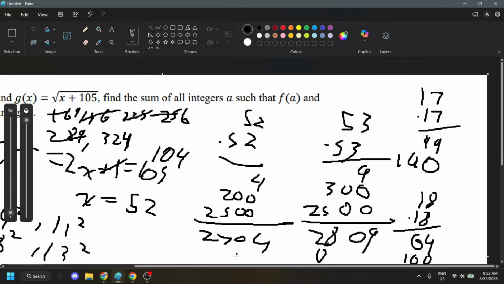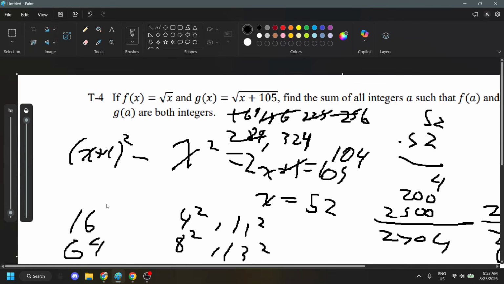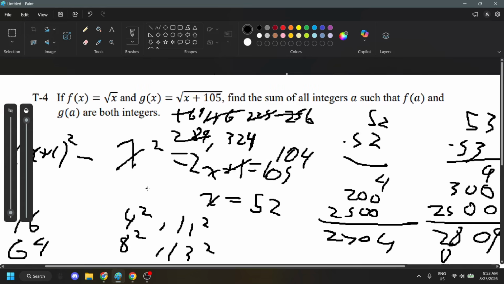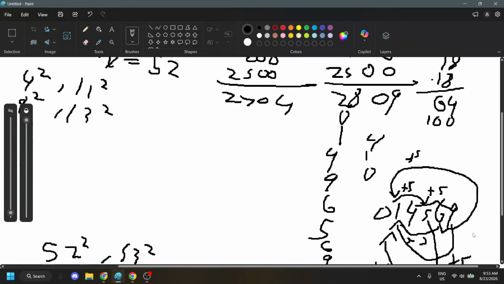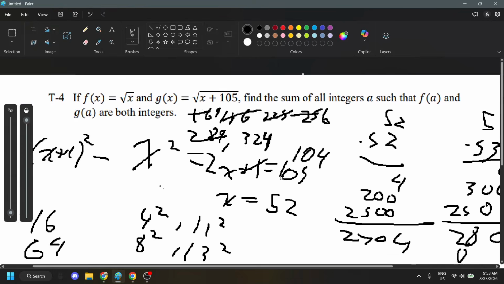Either way, we have a difference of 105. So I'm thinking maybe odd. Does it have to be odd or something? No, because all these work down here. I mean, what else can I do?